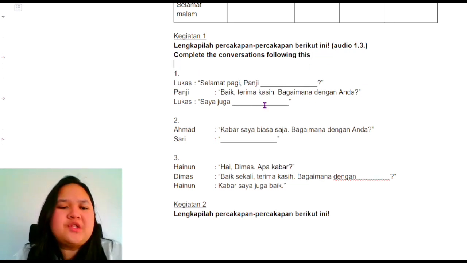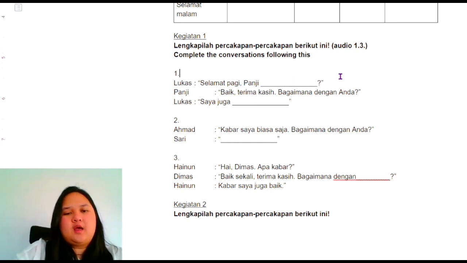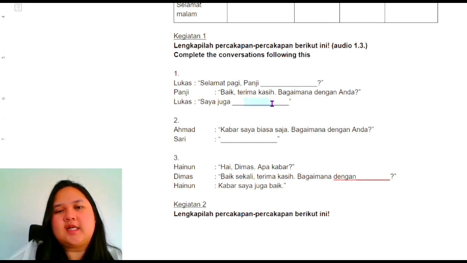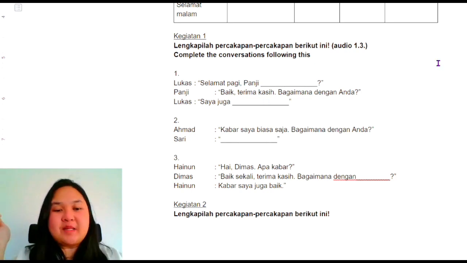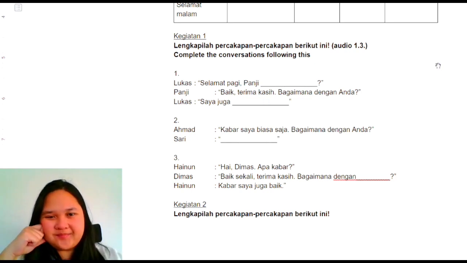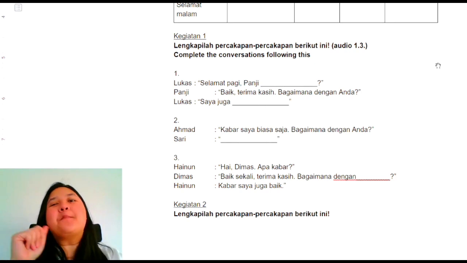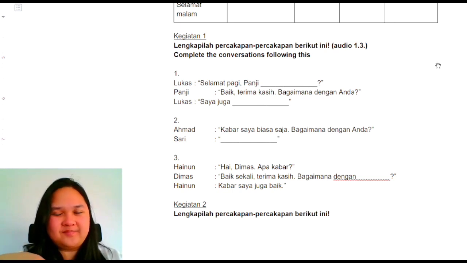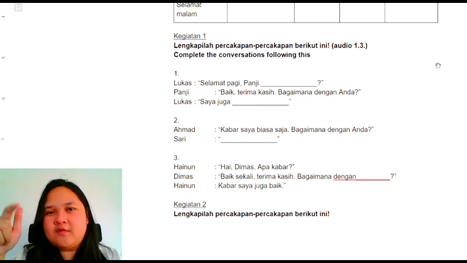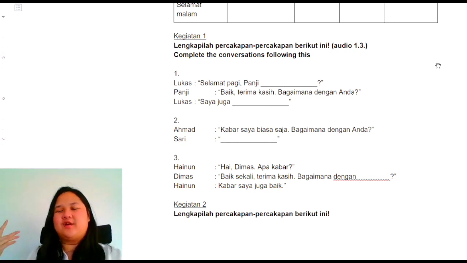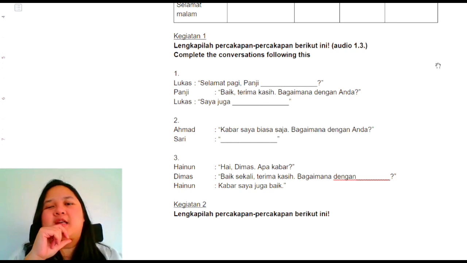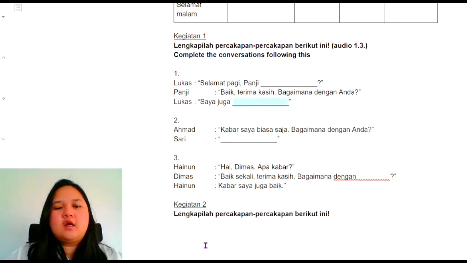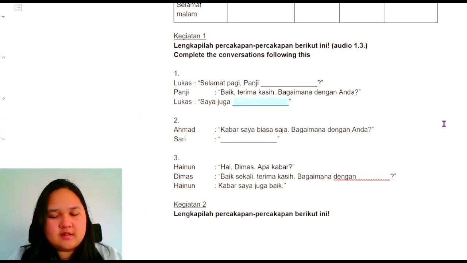We have number 1. We will just try number 1. So I will read here and you guess what is written here. Selamat pagi Panji, apa kabar? Baik, terima kasih. Bagaimana dengan Anda? Saya juga baik, terima kasih. If you missed what I've read, you can repeat it again. So there should be 2 answers here, this and this.